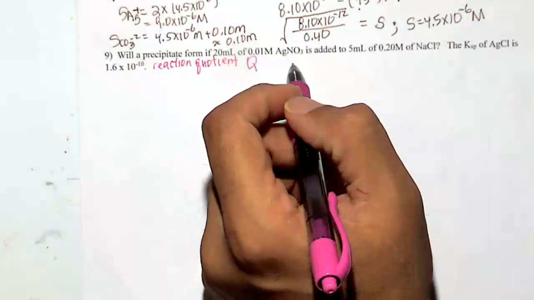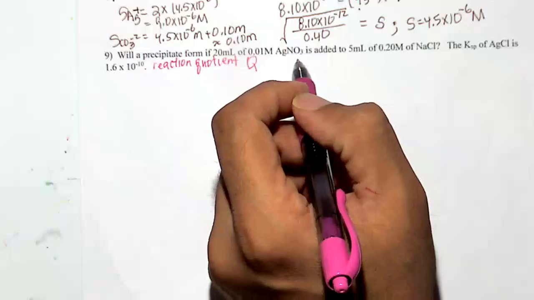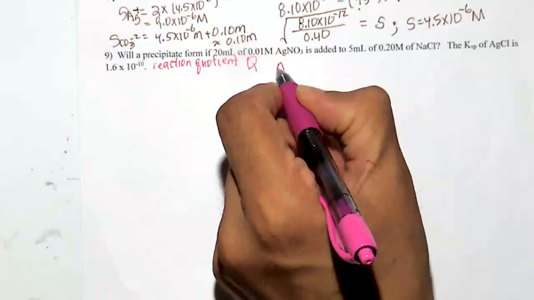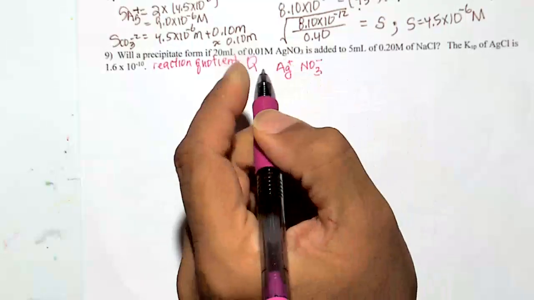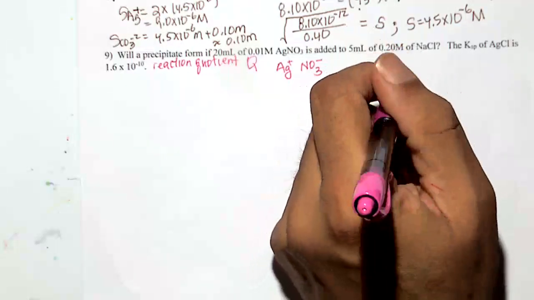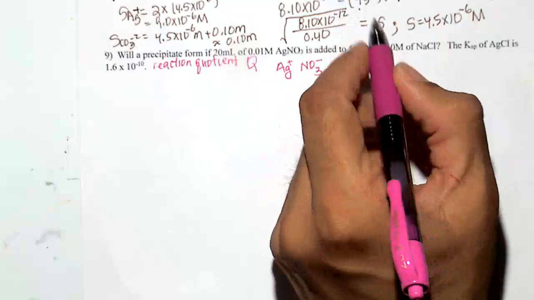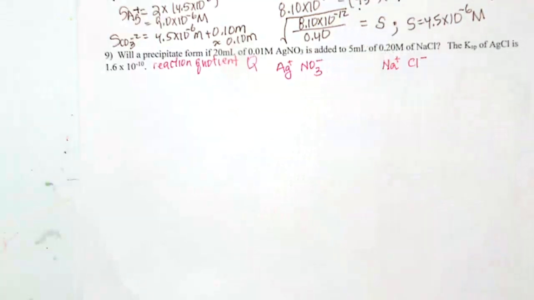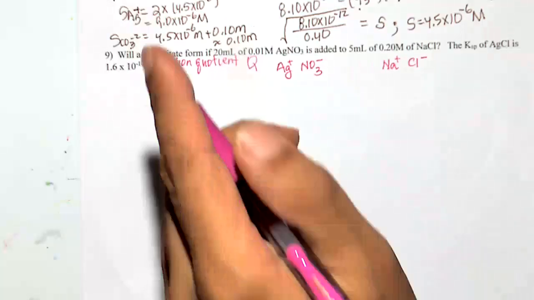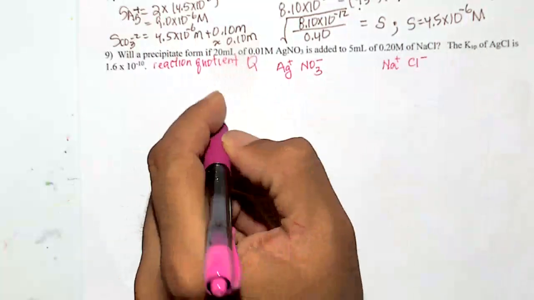So will a precipitate form if 20 mL of AgNO3, silver nitrate, which consists of silver ion and NO3 ion, is added to 5 milliliters of 0.2 molar NaCl, which consists of sodium ion and chloride ion? The KSP of AgCl is 1.6 times 10 to the minus 10.